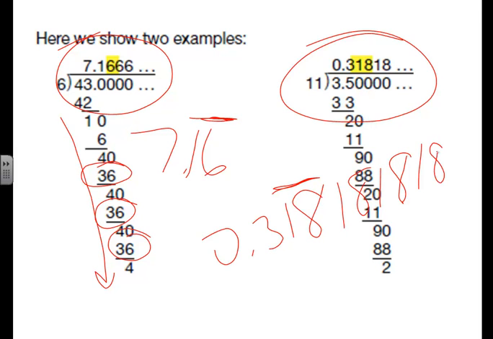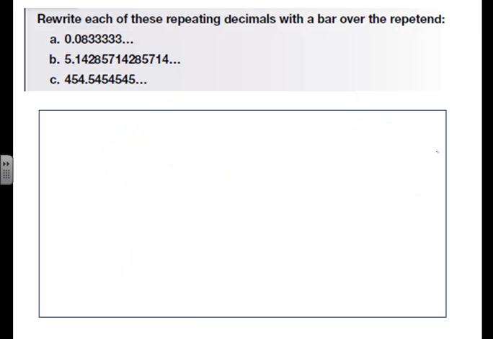That's a repeating decimal. So write each of these repeating decimals with a bar over the repetend. See if you can do it as I do them. See if you can figure them out first. Pause the video, solve it on paper, and then turn it back on and check your answers. In A, we can see here that it's 3, so we're going to write A as 0.083 with a line repetend over the 3.